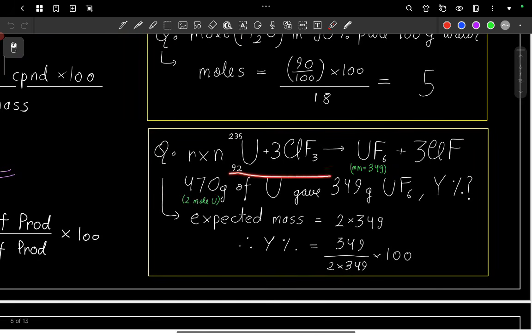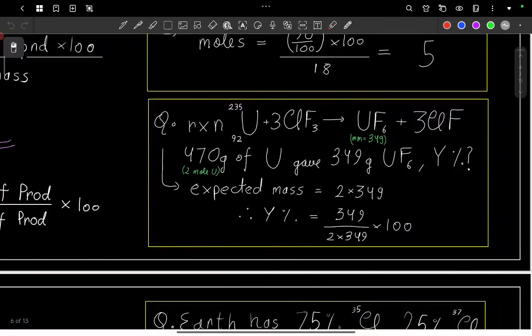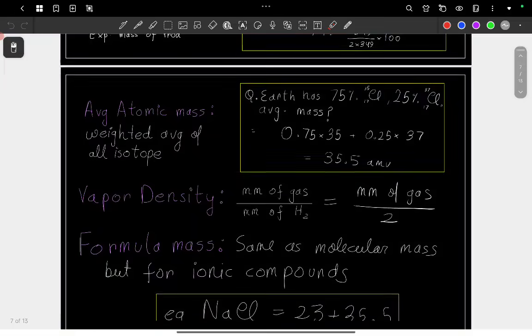I think this example is easy to understand. You have been given a reaction, and then it's giving you a real life scenario. When we tried to do this reaction, this much product came out, but actually this much product should have come out if the reaction went to completion. So to find the percentage yield, you divide the observed mass of product by expected mass of product into 100.